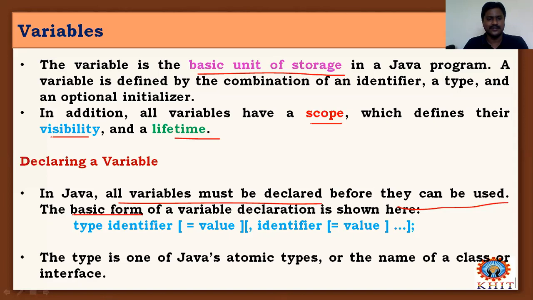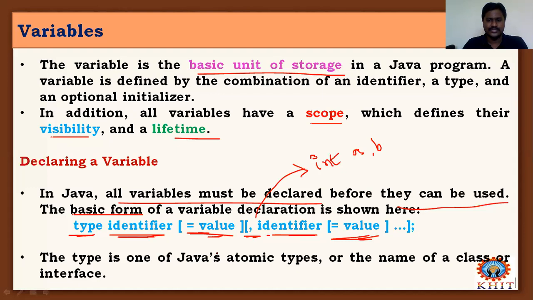Here is the basic form of a variable declaration: the type of the variable, the variable identifier, and you can use equal to and a value. You can give a comma separator, and you can give another identifier and value. Like this, you can define any number of variables. I'm giving just an example for this syntactical representation. You can define, for example, int a, comma, int b, like that.